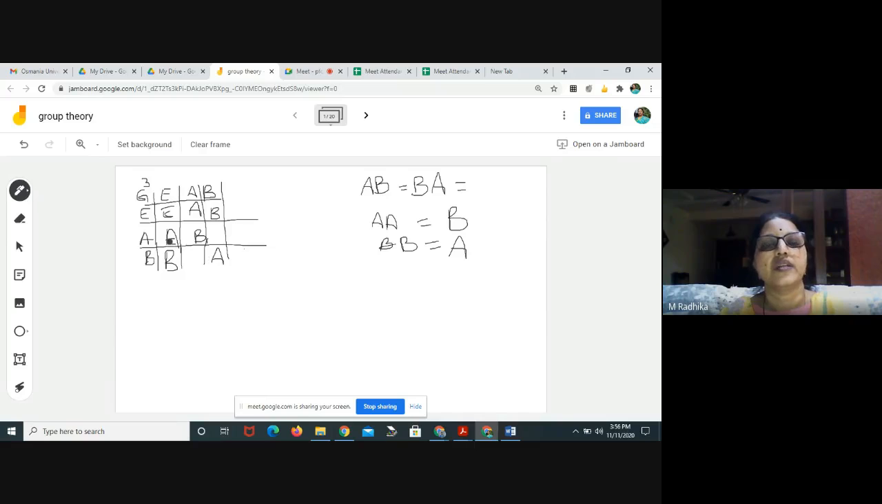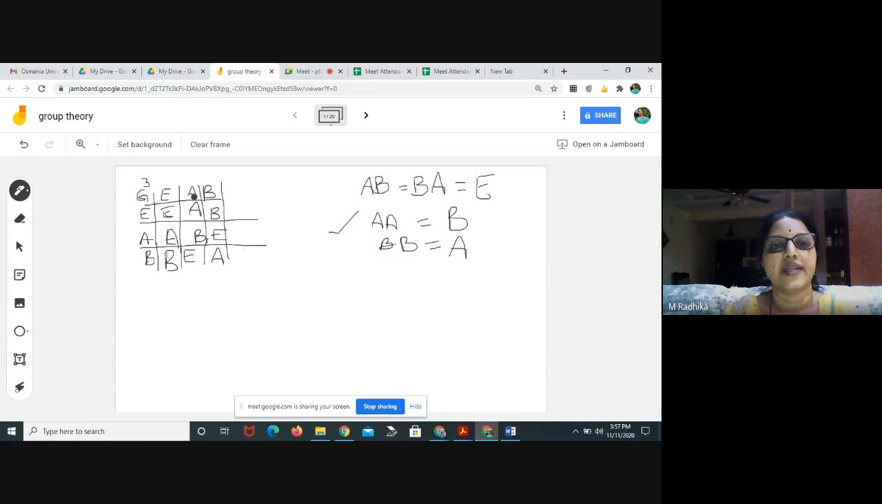Now in a row, what should be the elements? A, B, and what is left out now? E. Can I write A and B here? No. I'm supposed to write only the third element, that is E. Here also again I should write only the left out one, that is E. Here B is there, A is there, and here also A is there, B is there. So again there should not be any repetition. So we can write that AB is equal to BA, which is equal to the identity element. So this has to follow this rule. Then only we are telling that it is a proper group multiplication table. Okay, so this is how you have to write.